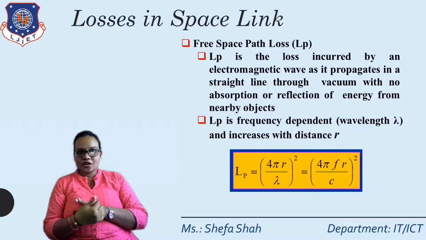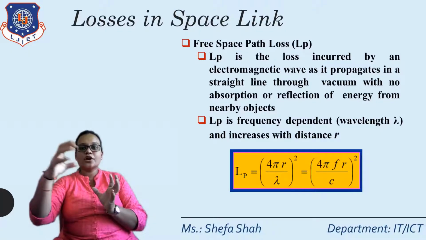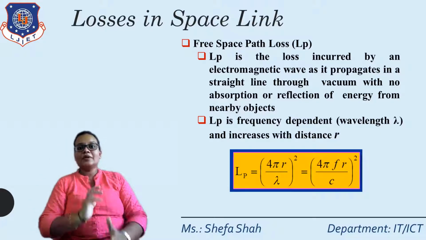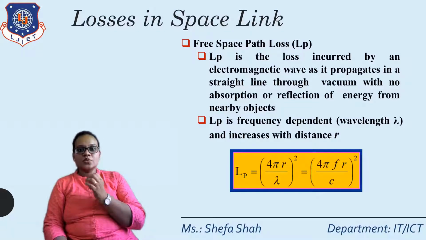So atmospheric loss will occur. When it goes into the ionosphere layer, then the polarization loss will happen. And if the transmitting antenna and receiving antenna are not aligned properly, then antenna misalignment loss will happen. So these are the different losses which occur in the space link. Let's discuss them one by one.